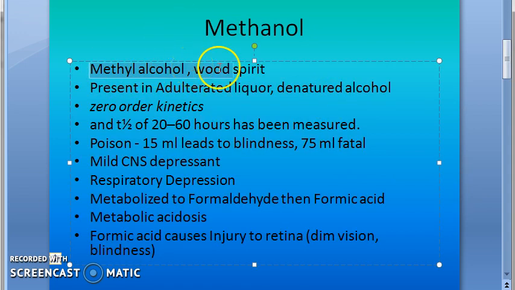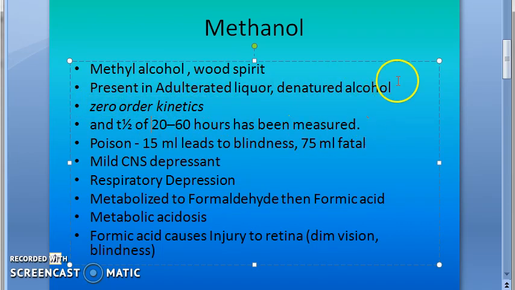Methanol or methyl alcohol can also be called wood spirit. Where do people get it? Why do they consume it? Possibly because it is added to alcohol. Adulterated alcohol, denatured alcohol like industrial spirits, industrial alcohol, they will add this methanol to make sure that people don't drink the alcohol. So, denatured alcohol.